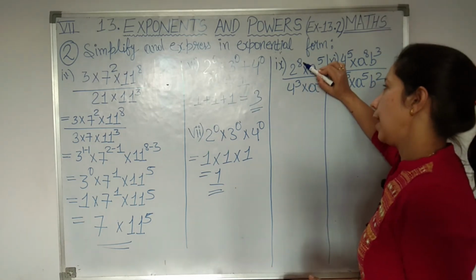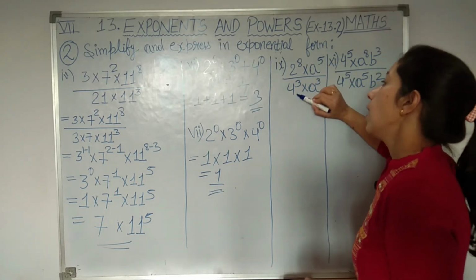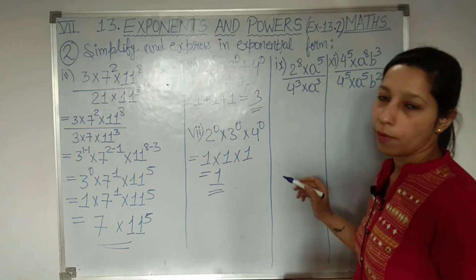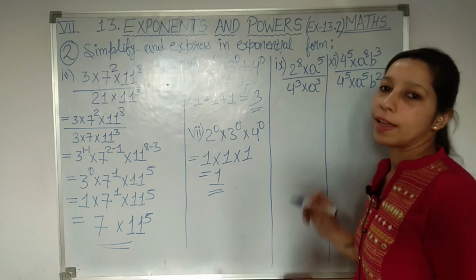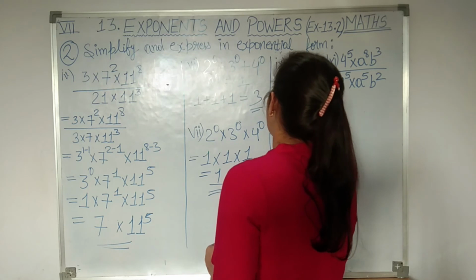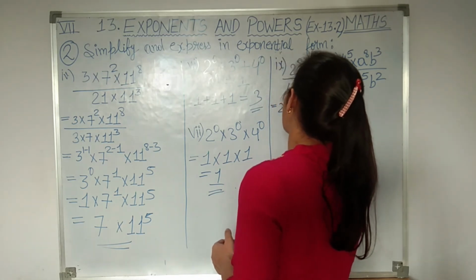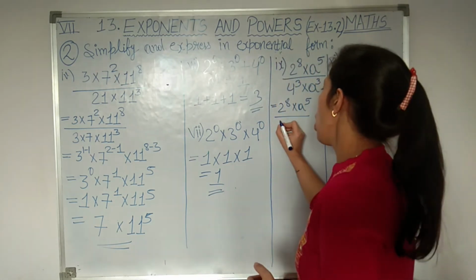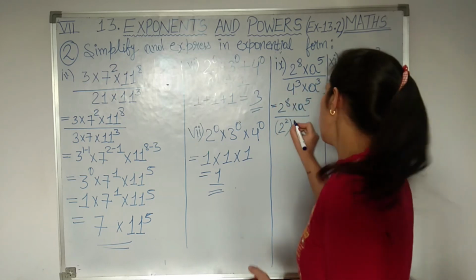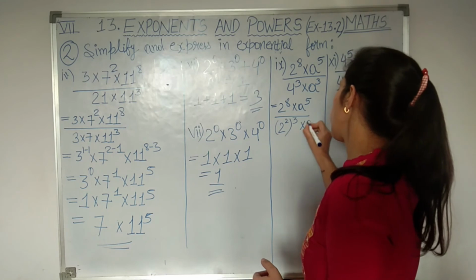Here 2 raised to the power 8 into a raised to the power 5, again a composite number, 4 raised to the power 3 into a raised to the power 3. So this 4 first I have to express in exponential form. Let us see, students. Other items simply I will copy. But 4 raised to 3, how I will write? I will write it as 2 square, isn't it? 2 2s are 4. Then this 3 will come here.